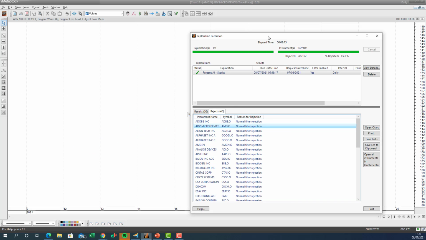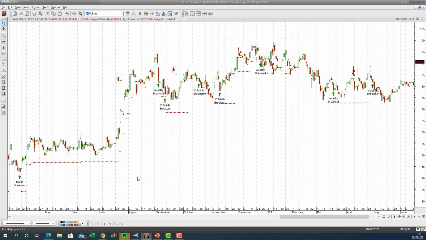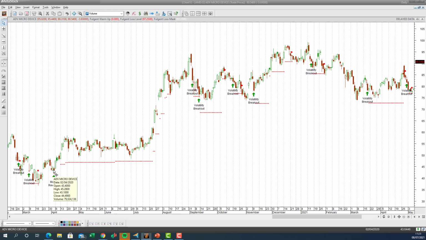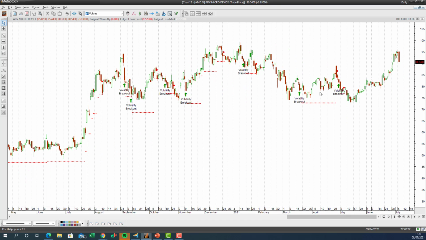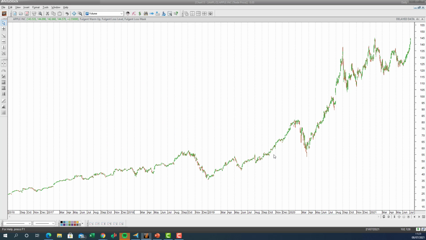AMD. You can see here you caught most of this major market reversal. In April, you caught that entire move all the way from the open there at $44 all the way up to a 78, and then you had quite a lot of other high frequency volatility trades in and around this move. And then Apple as well, another one big winner there.